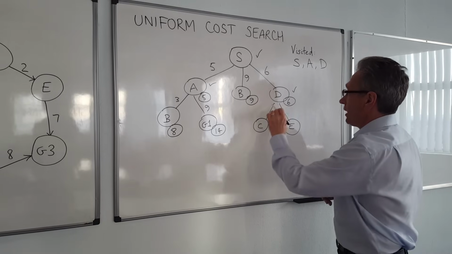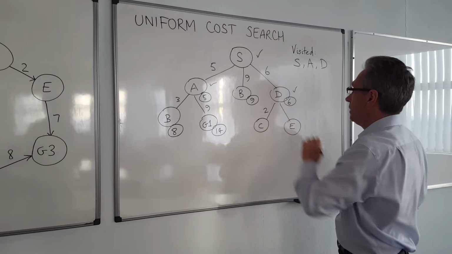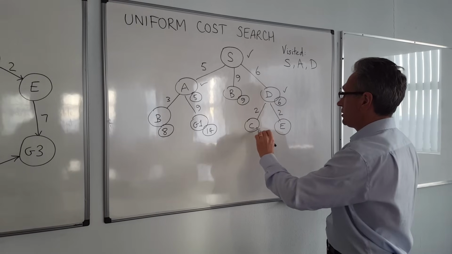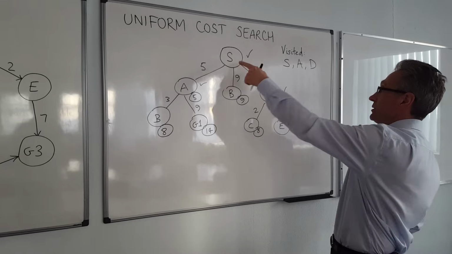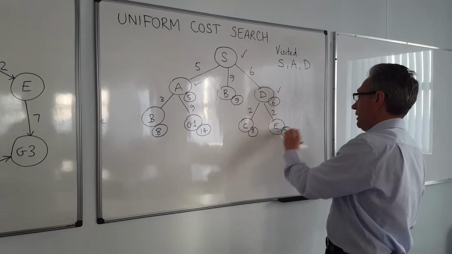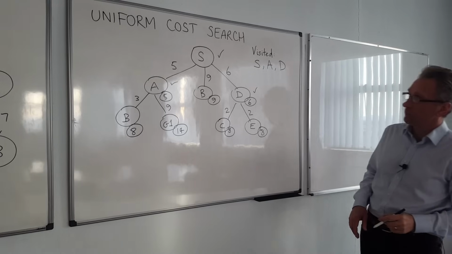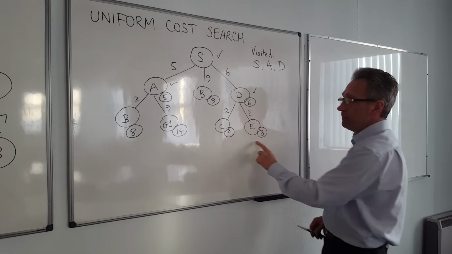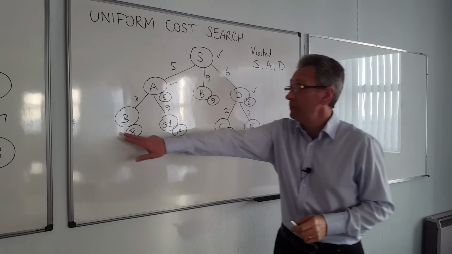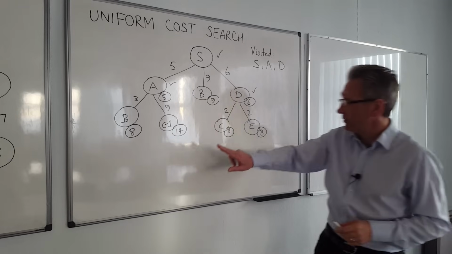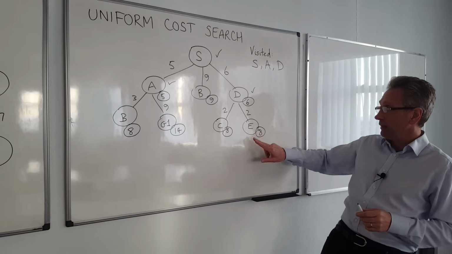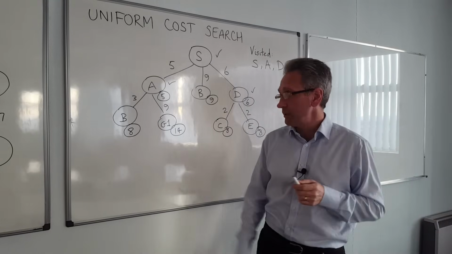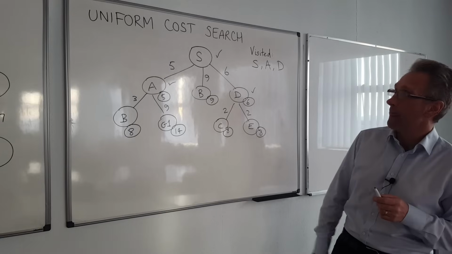And the cost to get from D to C is 2. Cost to get from D to E is also 2. So we calculate the total cost of the path here and the total cost of the path here, and we get 8 for both. So there are now 5 active paths in the tree, and at this point 3 of them, one ending in B here, one ending in C, and the one ending in E, they all have a cost of 8. I'm just going to take them in alphabetical order, so I'm going to look at this one first, B.